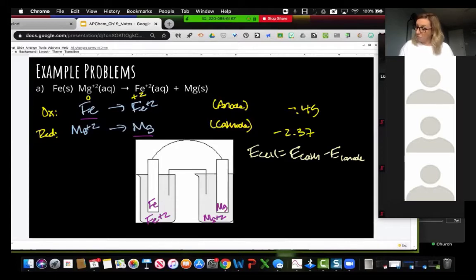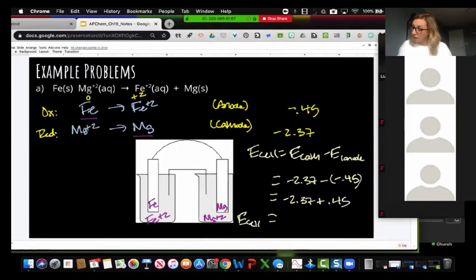So cathode, -0.237, minus anode, minus 0.45. Okay, so this is going to be -0.237 plus 0.45. You can see from this, this is going to give me a negative voltage. So that's going to be a negative E cell, which means this one is not spontaneous.